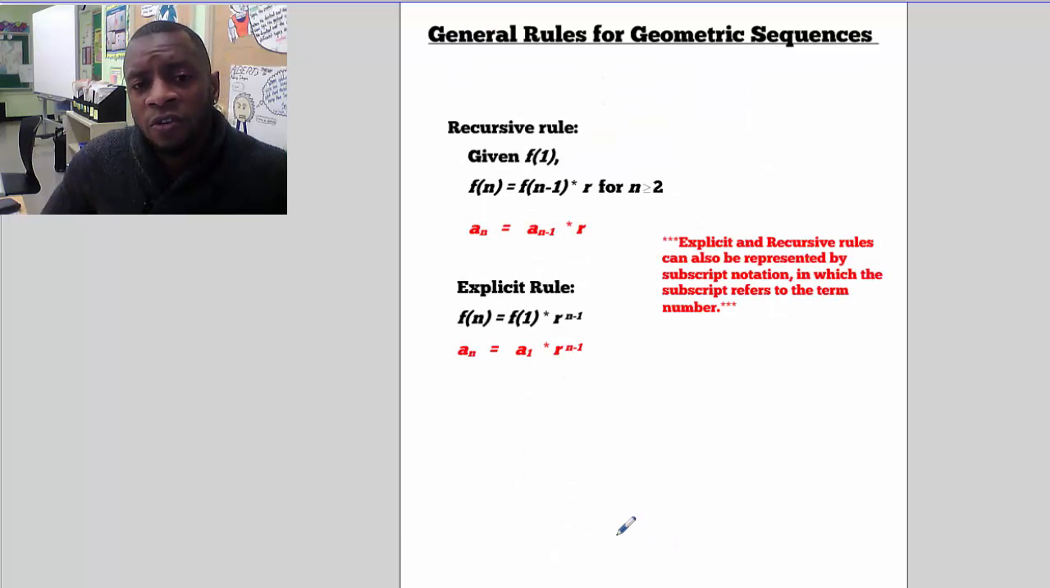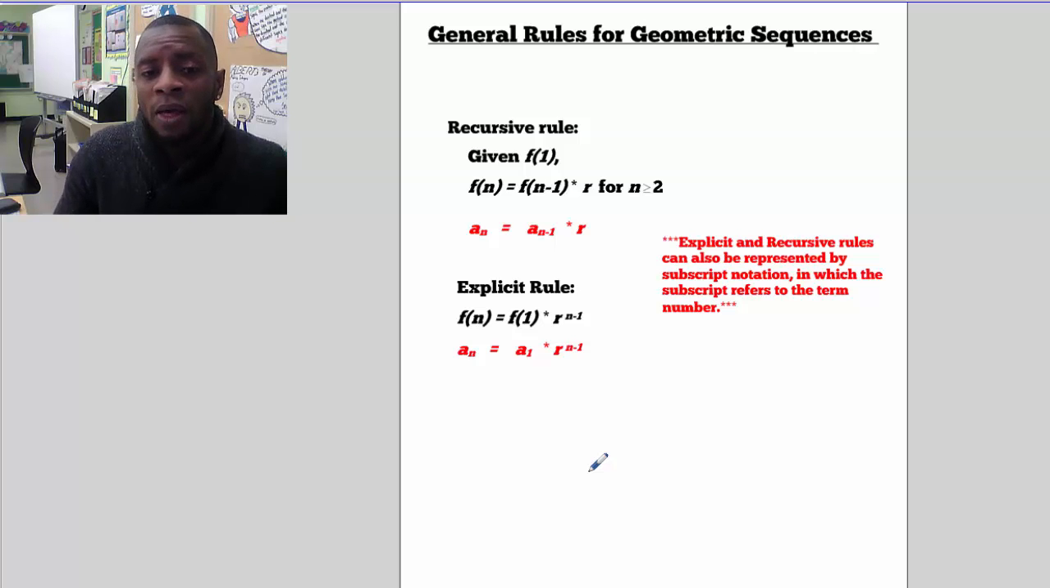All right, and so just a few general rules. We have that our recursive rule is, given f of 1, we can write f of n equal to f of the previous term, f of n minus 1, times the common ratio for n greater than or equal to 2. And the explicit rule is f of n equals f of 1 times the common ratio raised to the n minus 1 power.